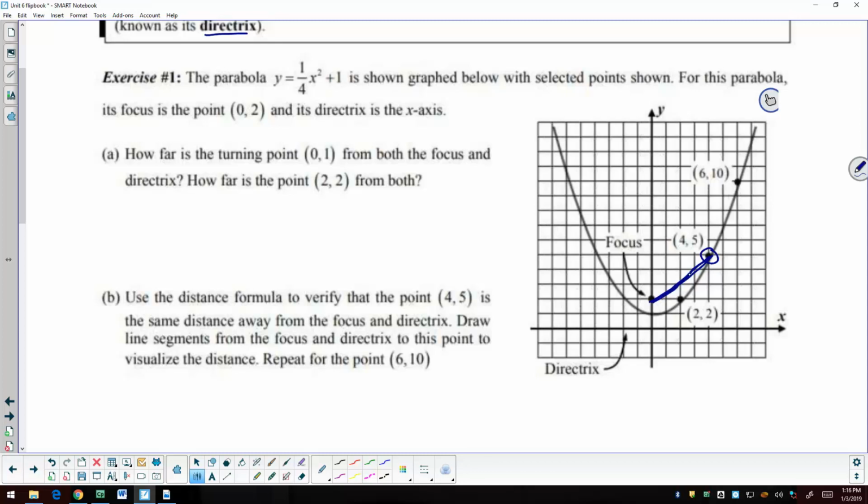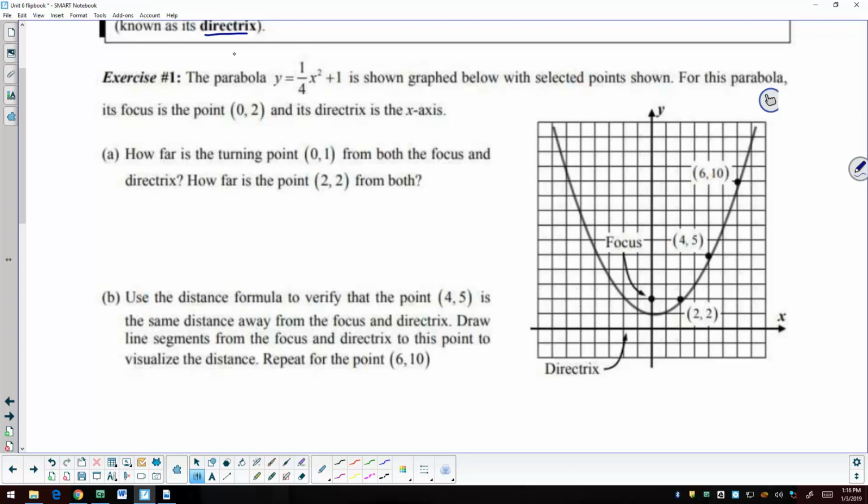Don't forget, though, the distance formula comes from the Pythagorean theorem, so you could always turn this into a right triangle, and then you could count the two legs of the right triangle and do a squared plus b squared equals c squared. But anyway, let's go on and do this exercise, and then hopefully you'll get a better understanding of what the directrix and the focus are.